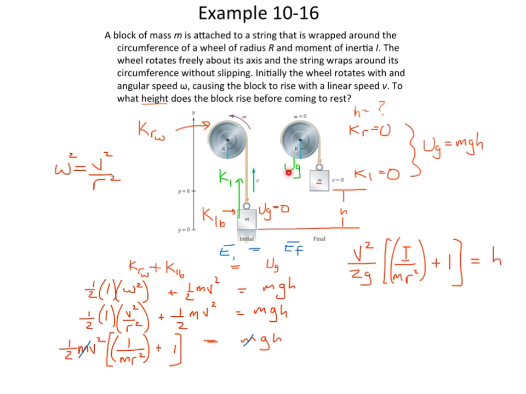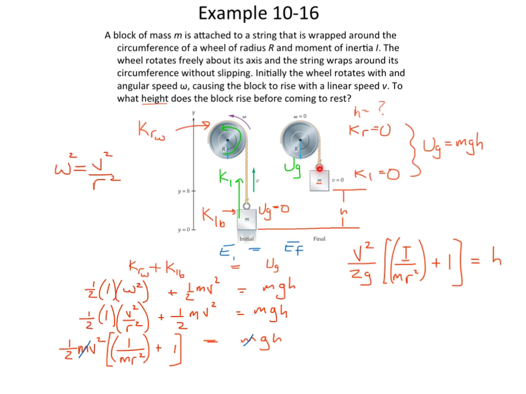But the system has not only linear kinetic energy, but also rotational kinetic energy. So the fact that not only is the block moving up, but also the wheel is rotating around like that, the rotational inertia, or the rotational kinetic energy of the wheel, actually makes the block rise to a higher height than it normally would have if you had simply thrown the block up in the air.